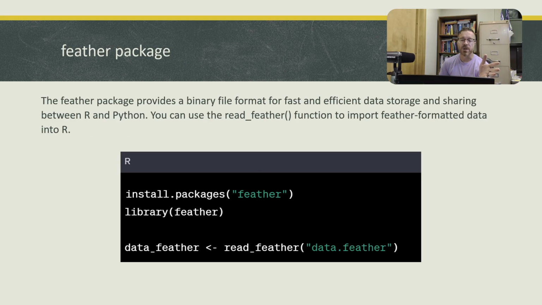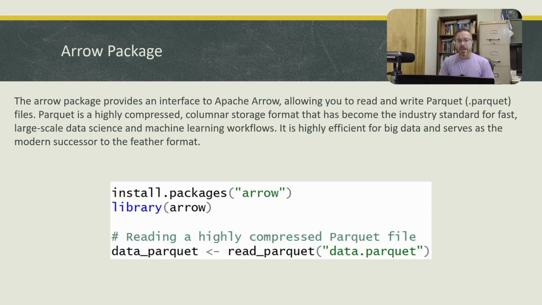The next package I wanted to bring up is the feather package. It provides a binary file format for fast and efficient data storage and sharing between R and Python. You can use the read_feather function to import feather formatted data into R. Now, personally, I've never used this one, but it is a thing in case that's something that you are interested in.